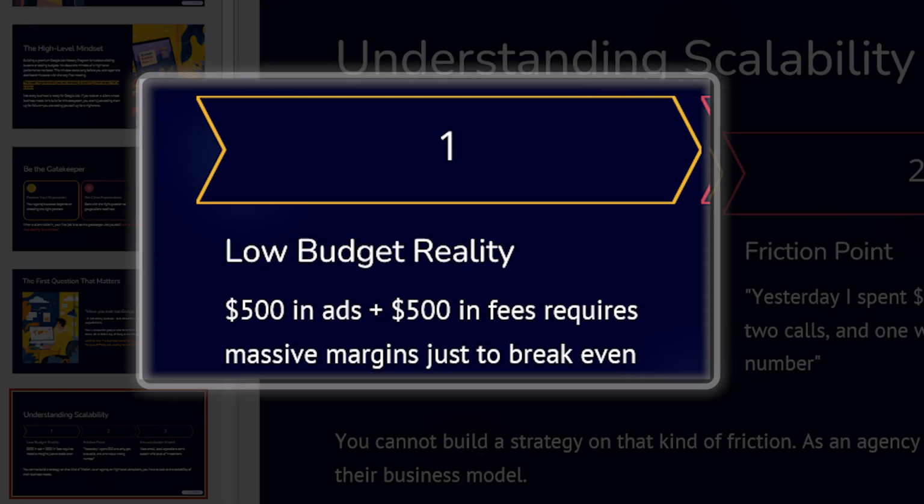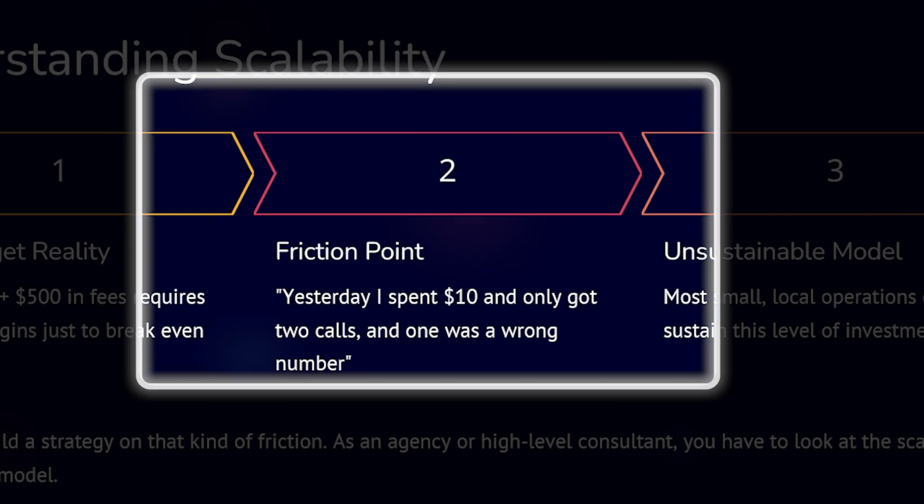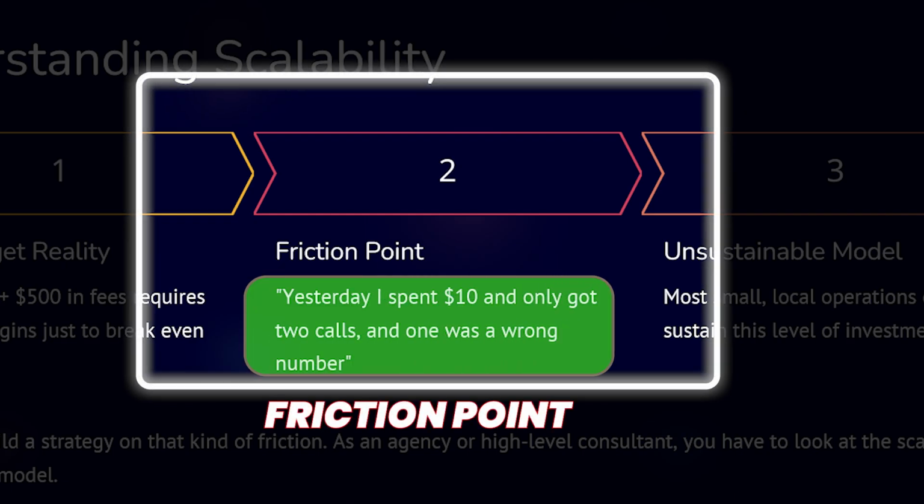If they spend $500 on ads and $500 on your fee, they need to generate massive margins just to break even. Most small local operations can't sustain that. They end up calling you every single morning saying, "Yesterday I spent $10 and only got 2 calls and one was a wrong number." You cannot build a strategy on that kind of friction.